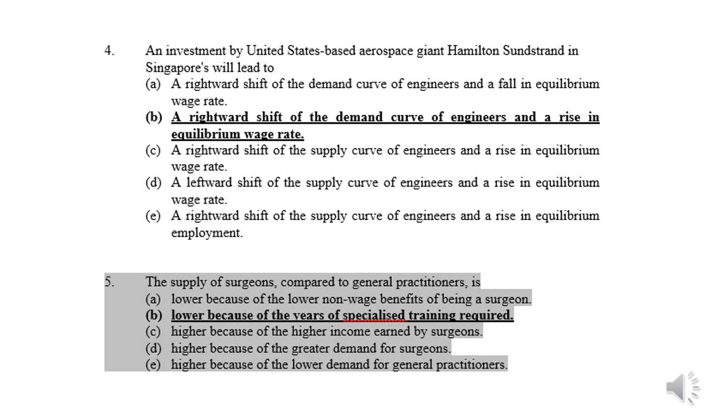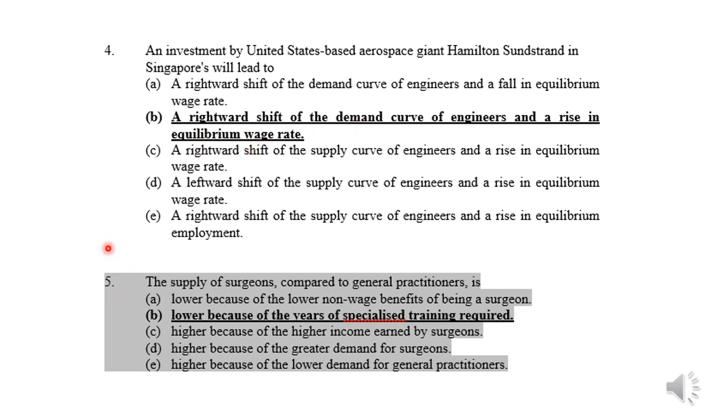Question 4. An investment by a U.S. company in Singapore will lead to what? Now, when companies come in to invest, of course they need workers. They are starting production, right? So a rightward shift in the demand curve for what kind of workers? Because this is an aerospace giant, they need engineers. So a rightward shift in the demand for engineers, and when there is a higher need for these people, of course their pay goes up. So a rise in the equilibrium wage rate. The demand curve shifts to the right, resulting in a higher equilibrium wage rate.